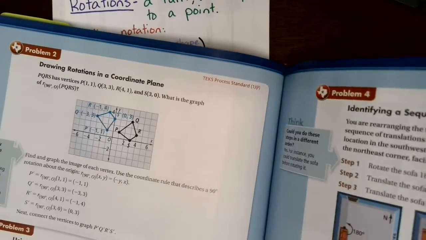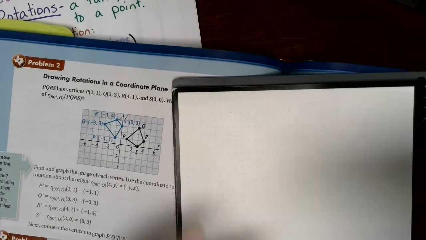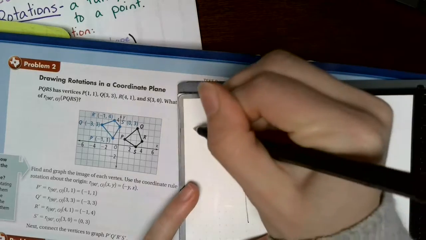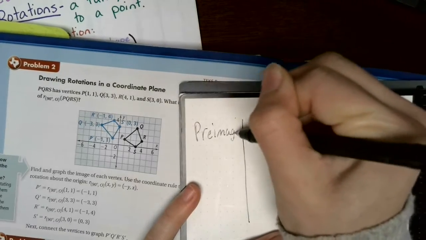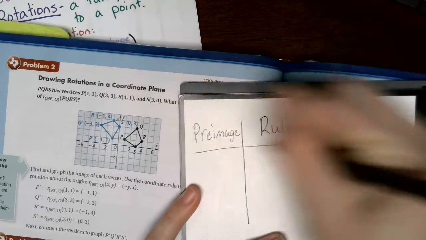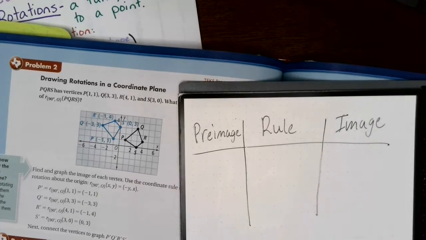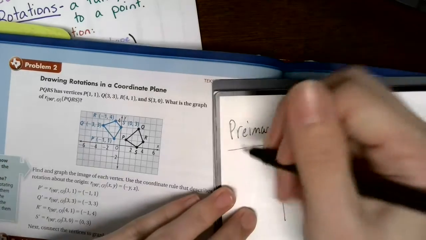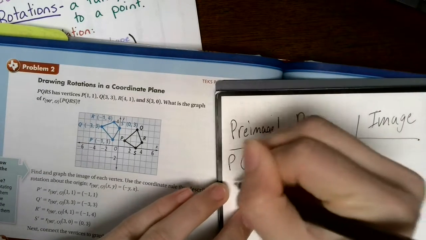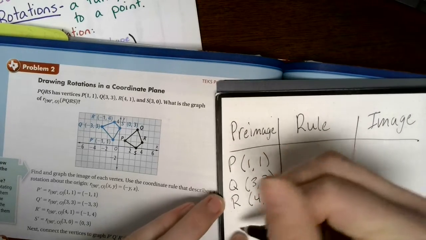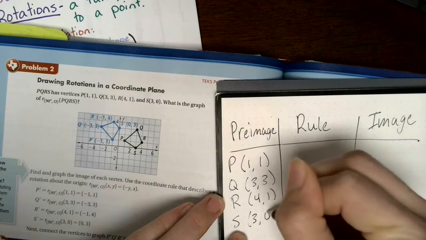So this problem gives us the vertices. Okay, so I'm going to make my little chart. I'm going to do the pre-image, the rule, and the image. Okay, I want to write all my pre-image points. It gives them to us. They're actually in black, so I'm going to write them in black. We have P at 1, 1, Q at 3, 3, R at 4, 1, S at 3, 0.